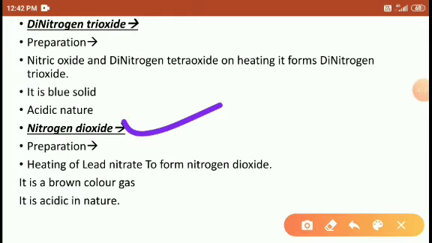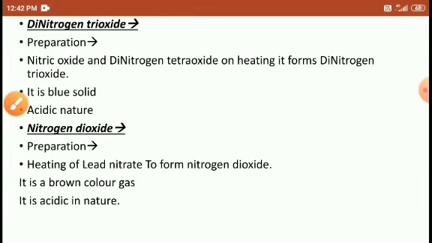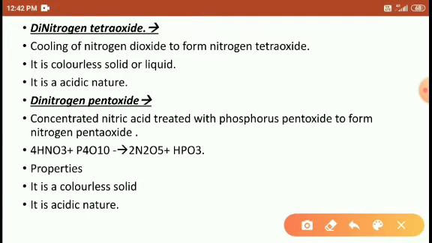Nitrogen dioxide, NO2, is prepared by heating lead nitrate to form nitrogen dioxide. It is a brown colored gas, acidic in nature. And nitrogen tetroxide is formed by the cooling of nitrogen dioxide.